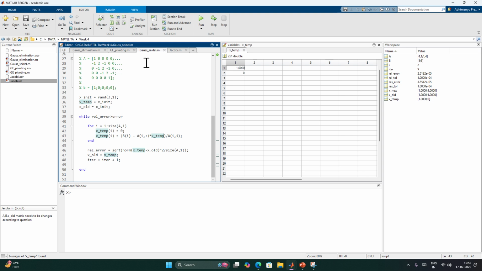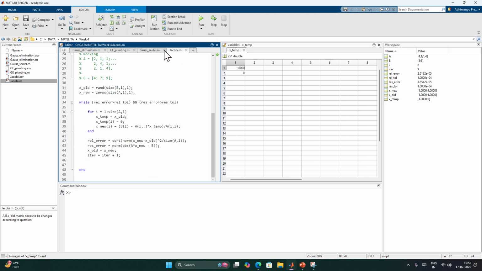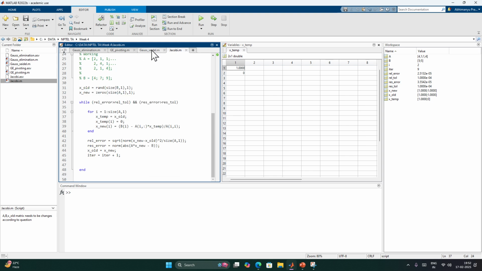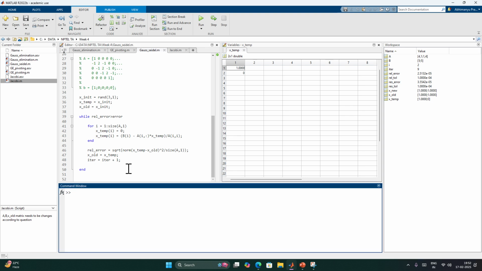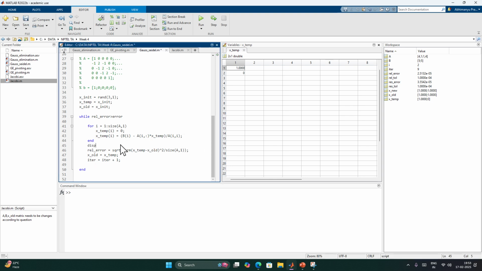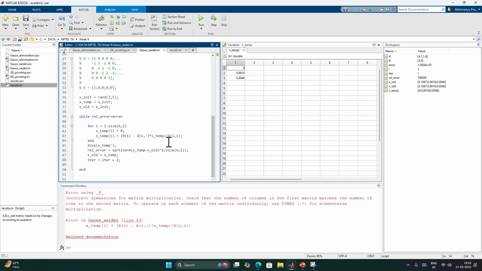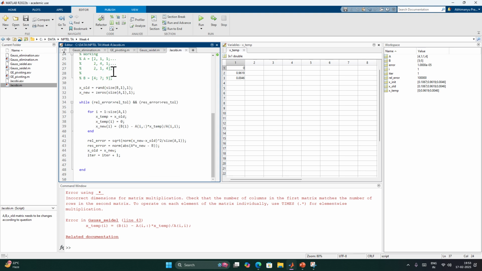So if I run this, how do I do this? Let me output the x temp values after every iteration so that we can see. I'm initializing it randomly.